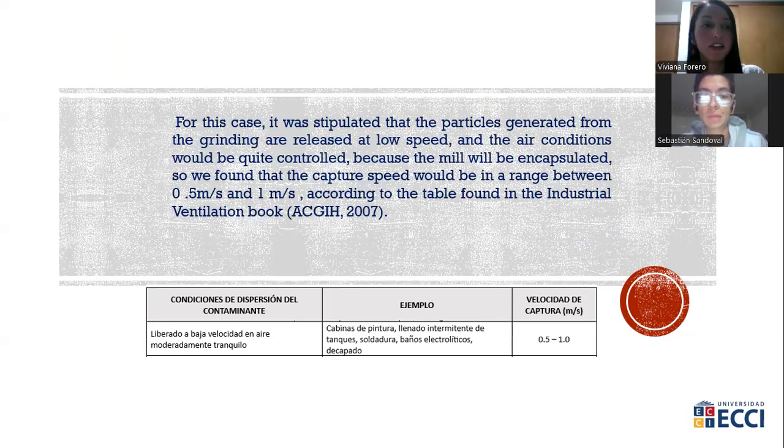As to capture speed, it was determined considering the dispersion conditions in which the contaminant is found. For this case, it was stipulated that the particles generated from the grading are released at a low speed, and the air conditions will be quite controlled because the mill will be encapsulated. So we found that the capture speed will be in a range between 0.5 meters per second and 1 meter per second, according to the table that we can see in this slide.